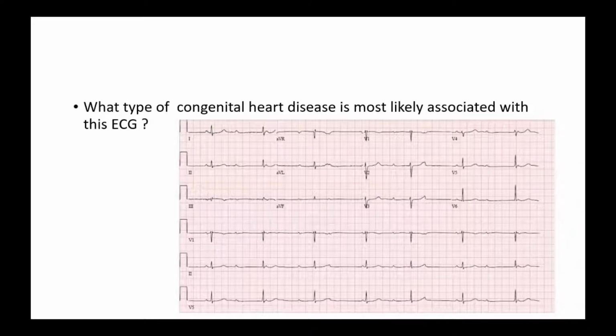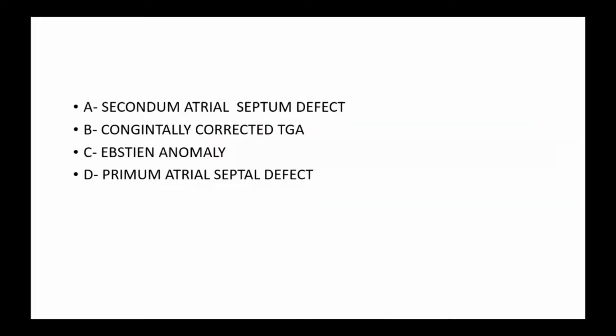So starting with this one, what's the type of congenital heart disease most likely associated with this ECG? Okay, this ECG is showing complete heart block. It is commonly associated with LTGA type of congenital heart disease. Perfect, thank you. So the choices are secundum atrial septal defect, congenitally corrected TGA, Ebstein anomaly, and primum atrial septal defect. Can you explain the difference between the LTGA and DTGA?